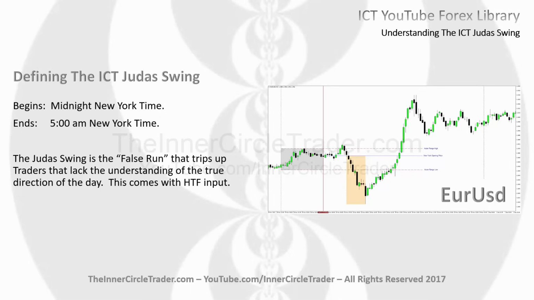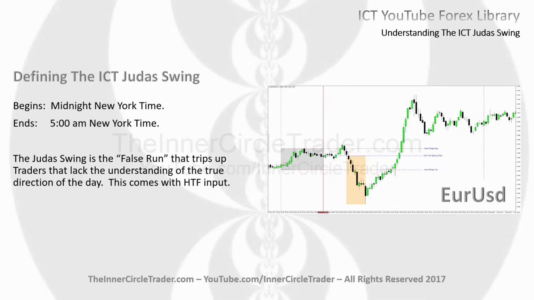Now, I'm not suggesting that everyone sit up all night long waiting for this Judas Swing to appear. There's some things that you would look for, obviously, but I can't cover everything in one teaching, so I'm giving it to you in small little pieces. But for the most part, between midnight New York time and 5 a.m. New York time, there's going to be a high or low formed for the daily range. Now, we understand that typically is on the basis of London high or London low forming.